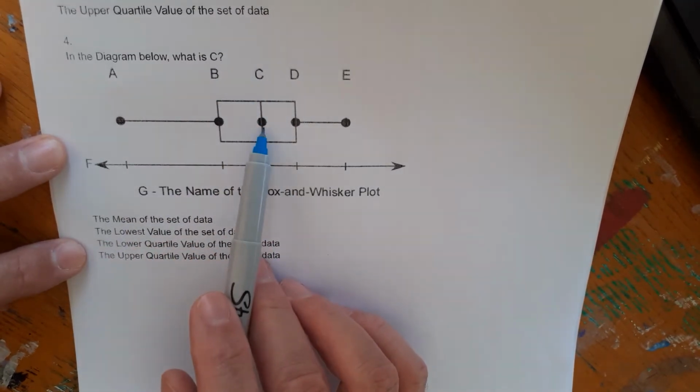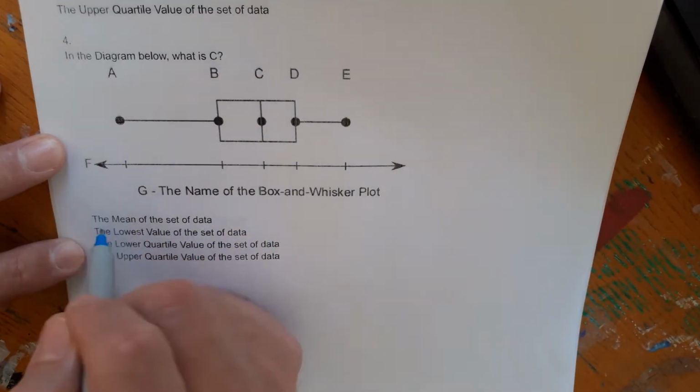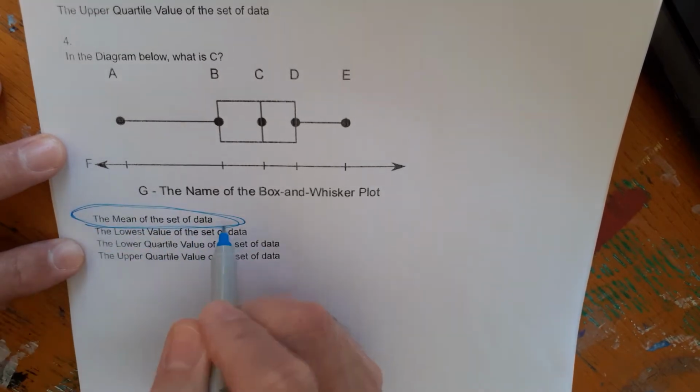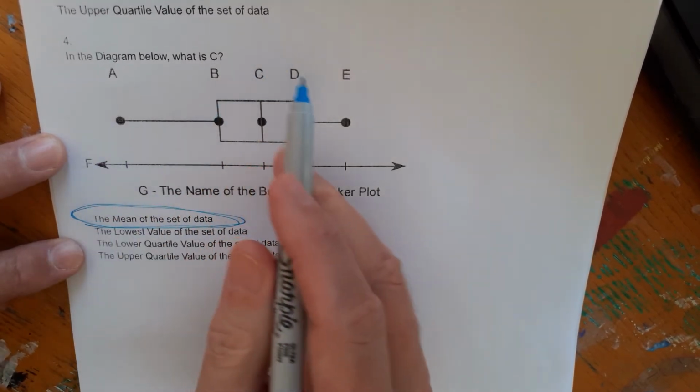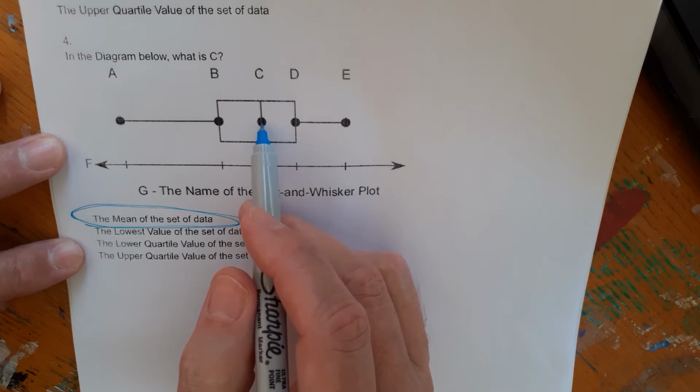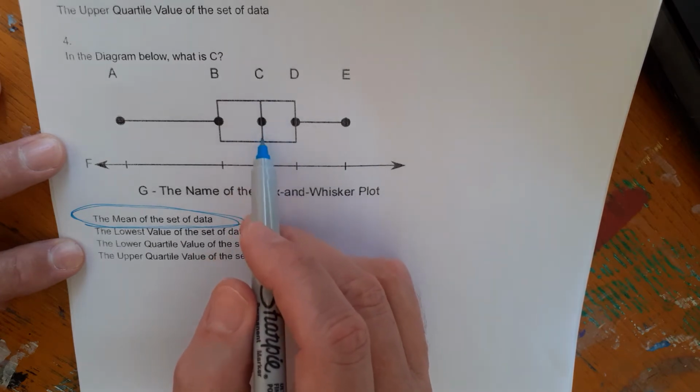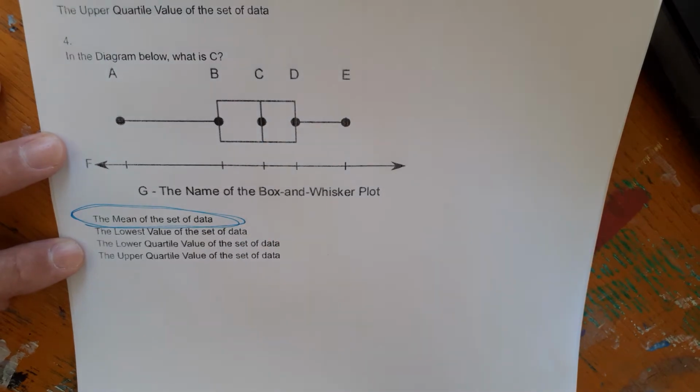In the diagram below, what is C? C is the point right here. C is the mean of the data set. Another name for mean is average. So all the data in this set is averaged on this point right here in the middle, or this line in the box and whisker plot diagram.